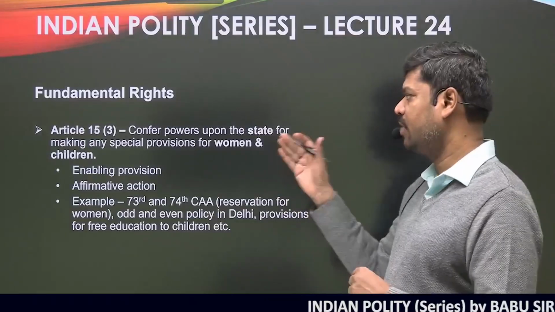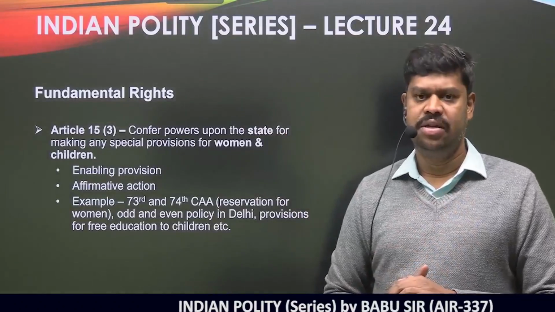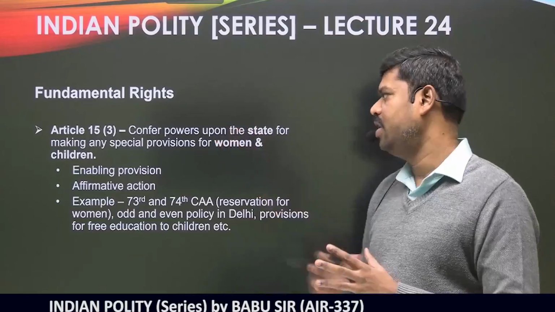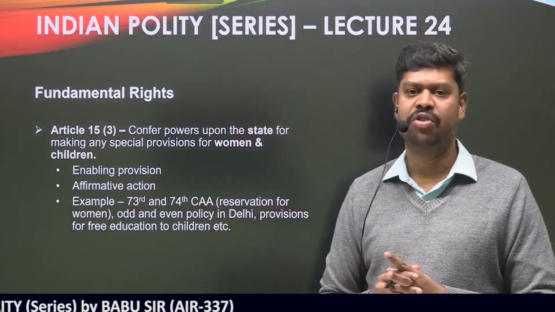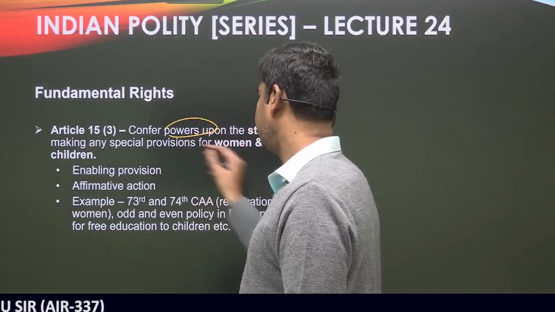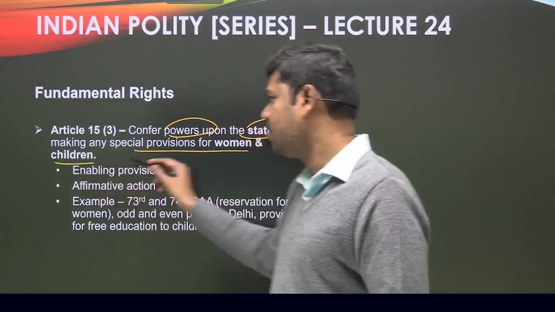What is this Article 15 Clause 3? If you read Article 15 Clause 3, it confers certain special powers upon the state for making special provisions for the empowerment of women and children. That is very important. So it confers special powers upon whom? The state, for making special provisions for the empowerment of women and children.